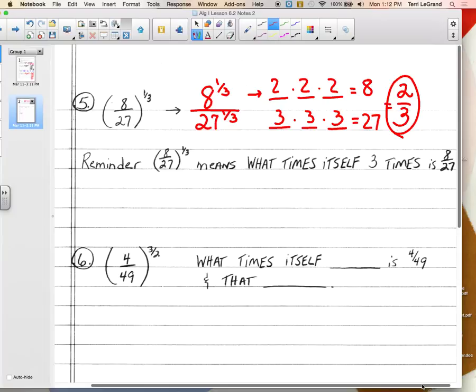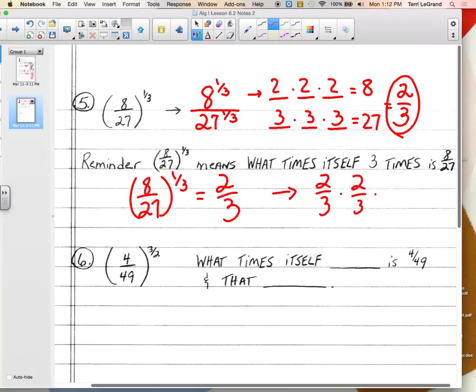So let's check. We say that 8 over 27 to the 1/3 power, we just decided it is 2/3. Isn't that what we just decided? So in other words, if we took 2/3 times 2/3 times 2/3, it better get us back to 8 27ths. Would it? Yes. 2 times 2 times 2, 8. 3 times 3 times 3, 27. It does. So 8 over 27 to the 1/3 power, that fraction to the 1/3 power, is 2/3.